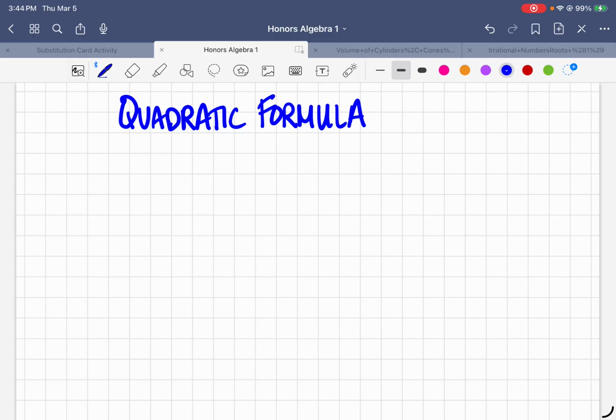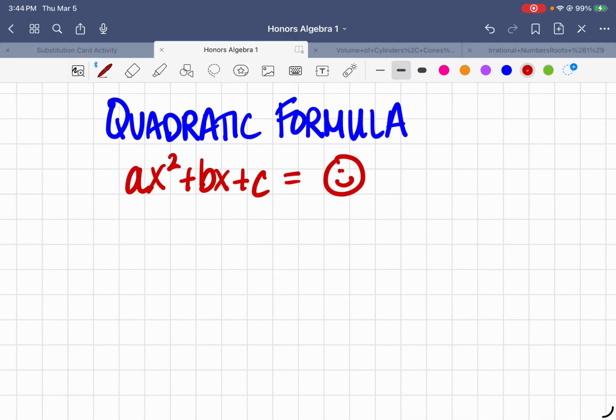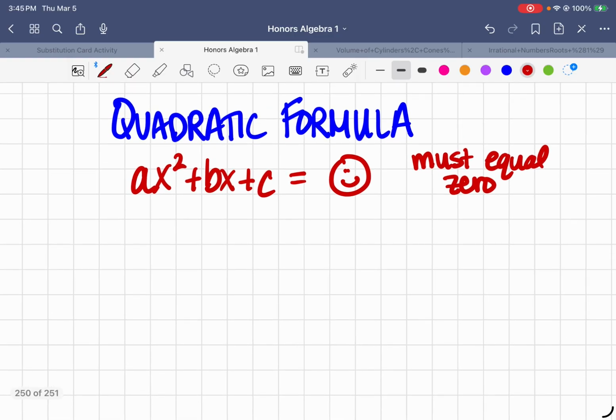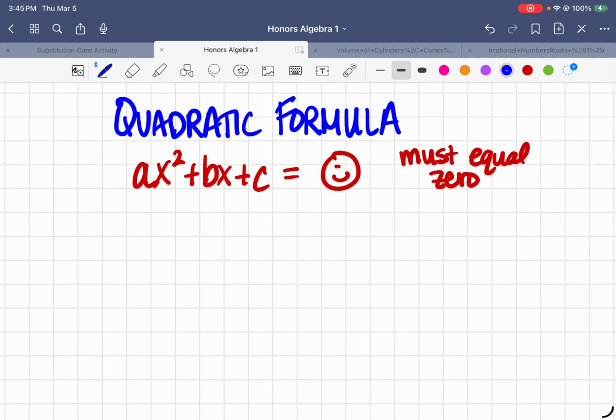All right, the main thing that you need to know is that your quadratic equation, ax squared plus bx plus c, must equal 0. So you've got to be able to make a happy face. If it does not equal 0, you have to make it equal 0. Which is not the case for all of the types of ways to solve, but for the quadratic formula, it's a must.